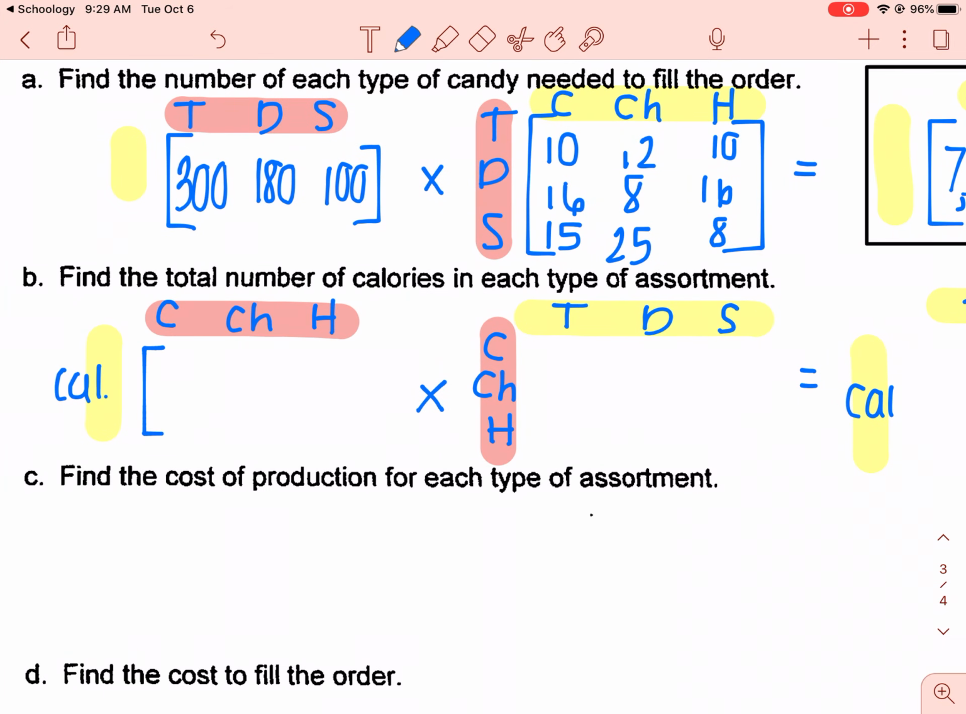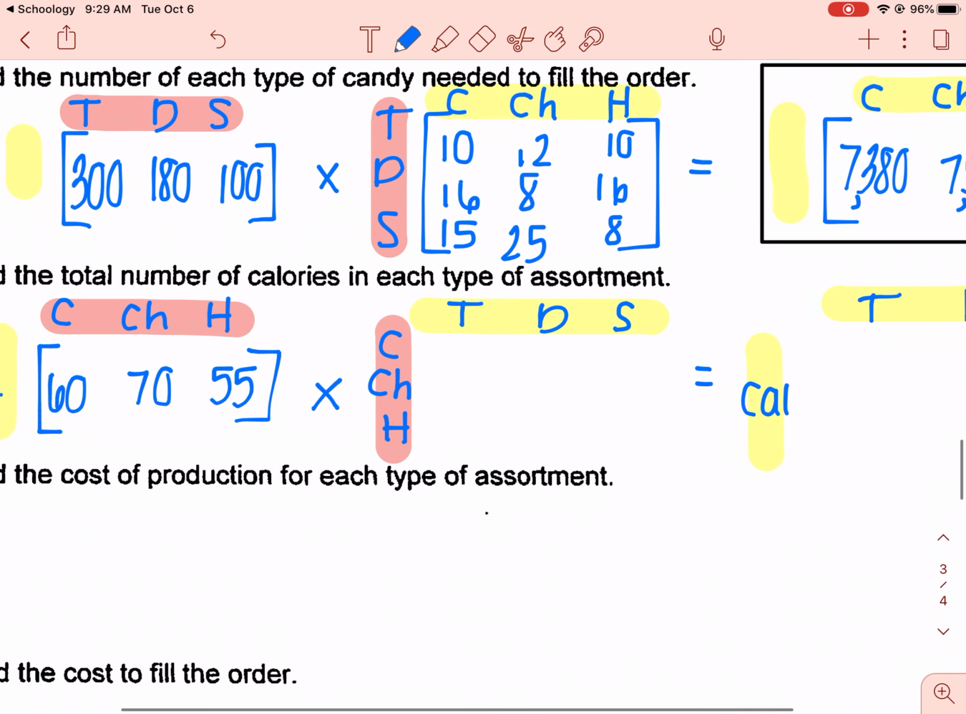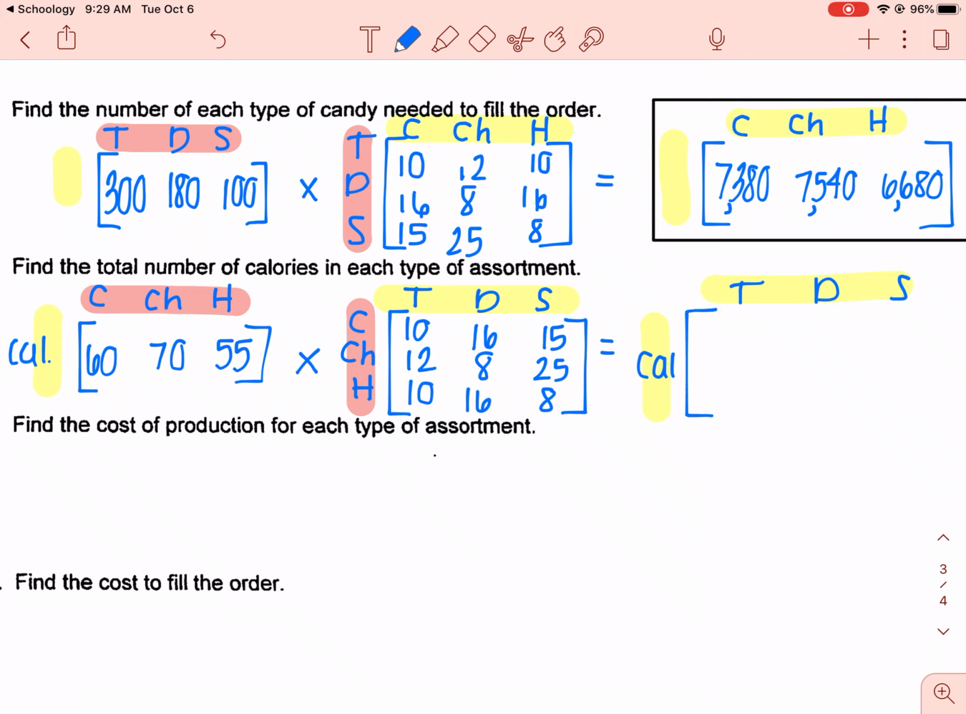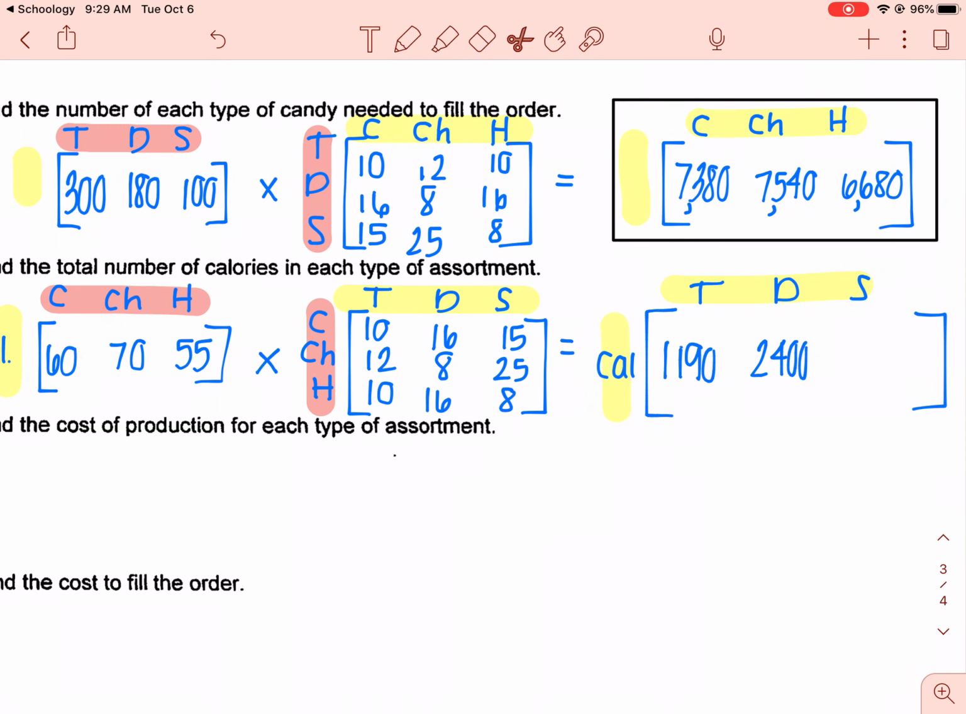Let's see how many calories are in each. We have 60, 70, 55. This chart is very similar to above, but flipped, so we have to redo it. 10, 12, 10, 16, 8, 16, 15, 25, 8. Put these in your calculator. Make sure you type them in properly, and we're going to get our results. And that should be how many calories are in each assortment.